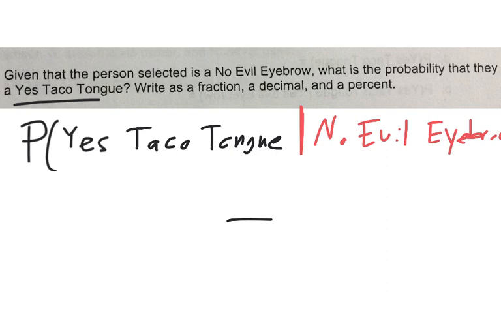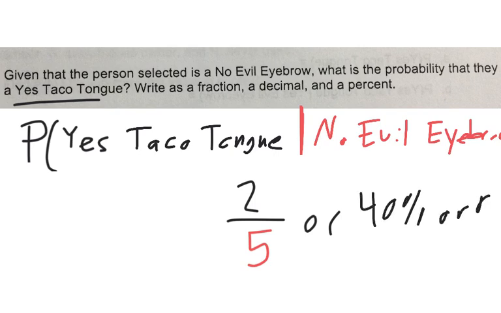So how many people said no to evil eyebrow? 5. Right? Only 5 people said no to evil eyebrow. So my denominator, my set of all people that I'm pulling from, is only these 5. I'm only looking at the ones that said no to evil eyebrow. What's the probability that one of these 5 people said yes to taco tongue? So how many of these 5 said yes to taco tongue? 2. Only 2. Right? Because I'm only looking at this subset. Only this column. So what's the probability here? It would be 2 over 5, which is 40%, or 0.4, right, as a decimal.